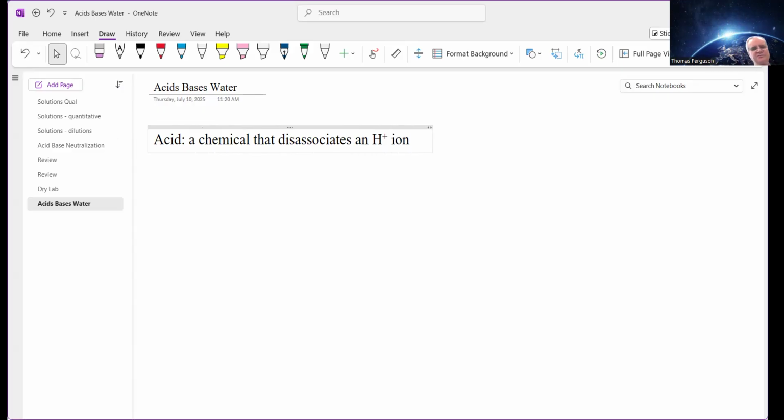They are chemicals that dissociate. When I say dissociate, that means it's separated from the original compound. There are three types of acids.